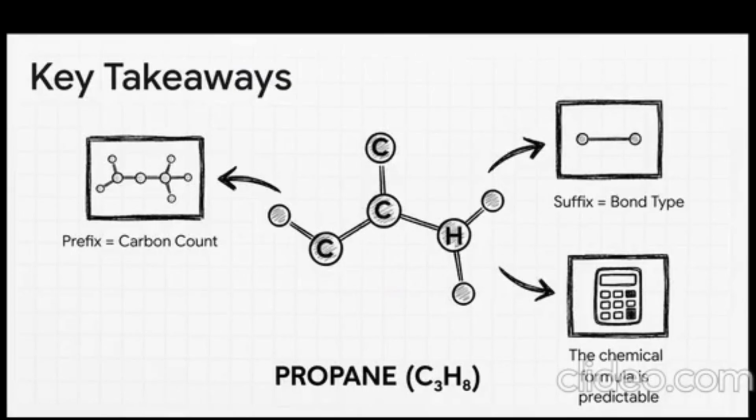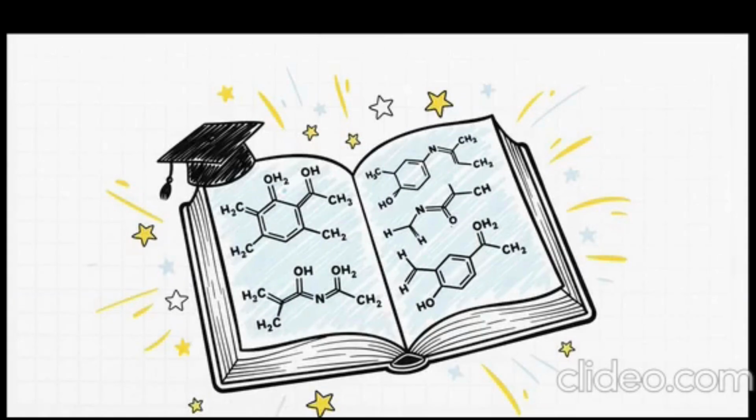So let's just wrap this all up real quick. What did we figure out? A hydrocarbon's name is just a 2-part code. That's it. The start of the word, the prefix, tells you the carbon count. The end of the word, the suffix, tells you the bond type. And using just those 2 clues, you can even figure out the exact chemical formula. Pretty cool, huh? And there you have it.